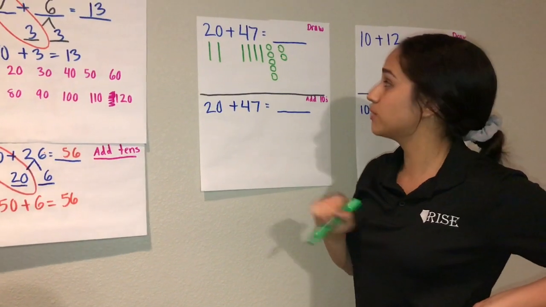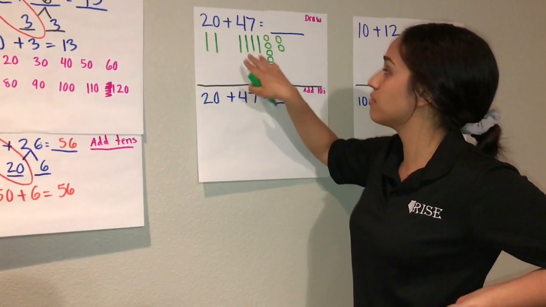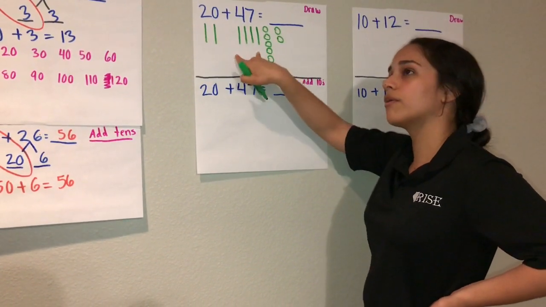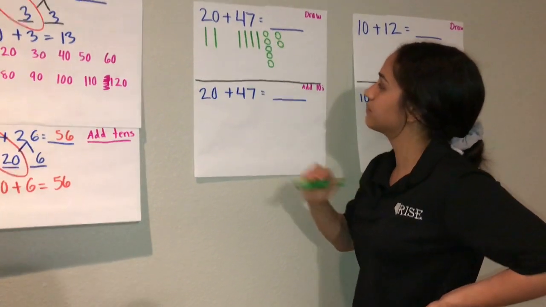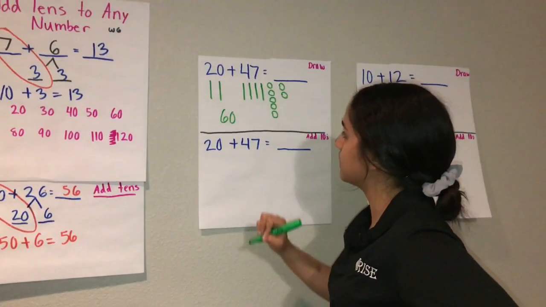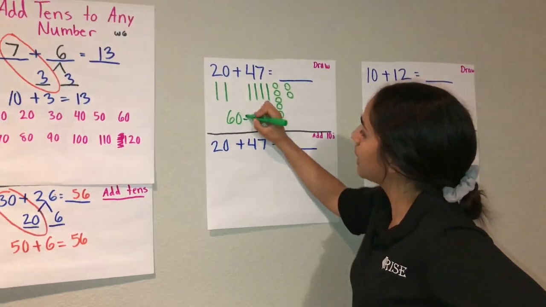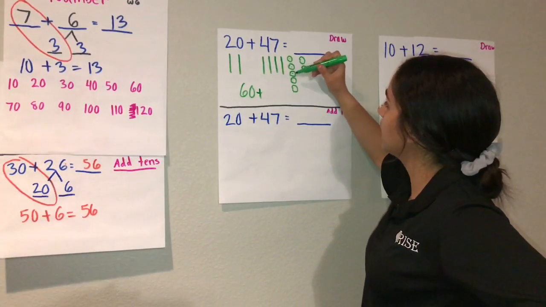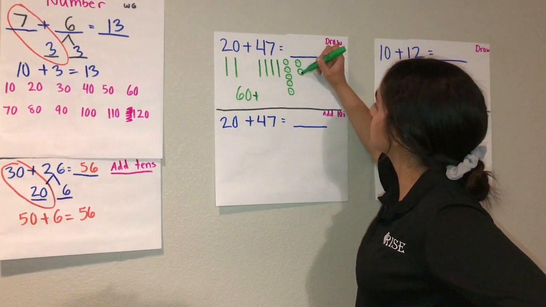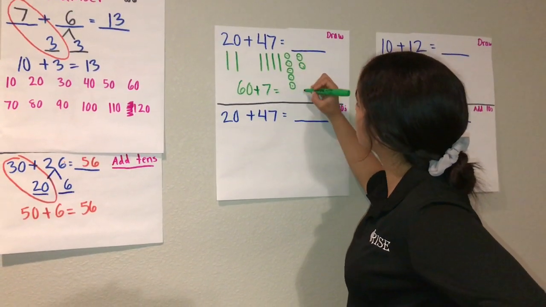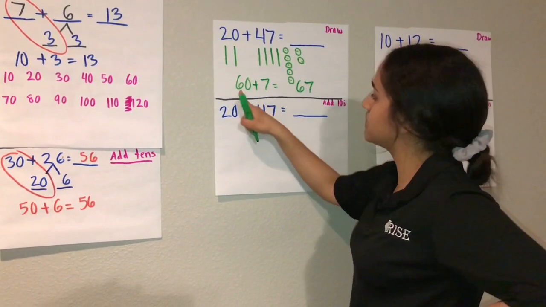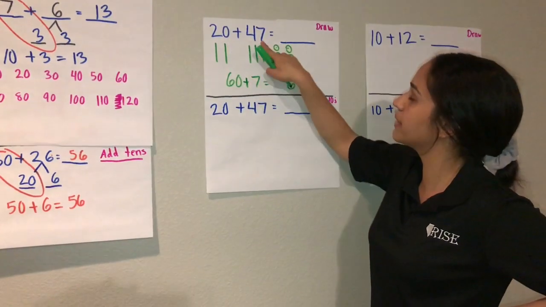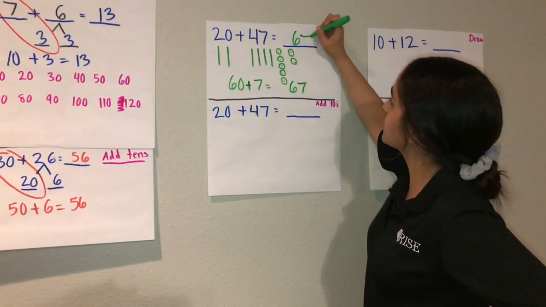Another way you could do that is you could add on. I know I have 40 right here. Two more groups of 10: 40, 50, 60. So I have 60 because I have 6 tens, plus however many ones do I have? 1, 2, 3, 4, 5, 6, 7. Equals 67. 60 plus 7 equals 67. 20 plus 47 equals 67.